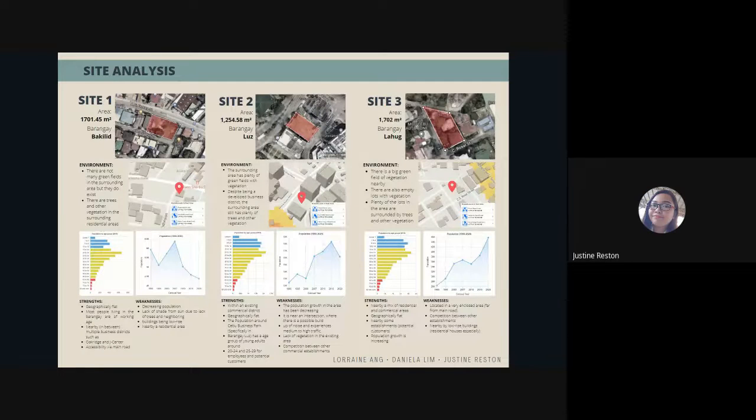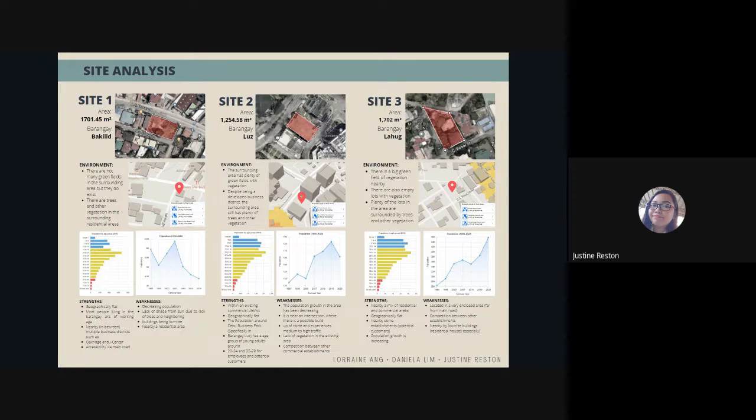So for our site analysis, here we have Site 1, Site 2, and Site 3. Site 1 is located in Barangay Bakilid, which has an area of 1,701.45 meters squared. Site 2 is in Barangay Dus, which is 1,254.58 meters squared. And Site 3 is in Barangay Lahog, which is 1,702 meters squared.